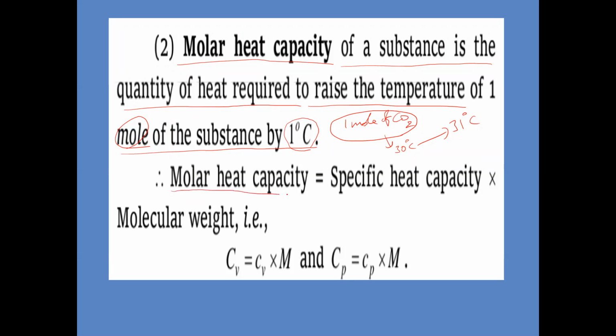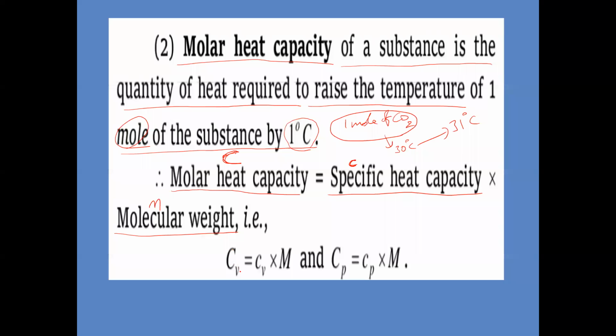Now, molar heat capacity is equal to specific heat capacity times molecular weight. This molar heat capacity is shown by capital C. Capital C at constant volume. Molar heat capacity is given by capital C, and specific heat capacity by small c. Small c indicates specific heat capacity, capital C indicates molar heat capacity. Keep that point in mind. And here M is the molecular weight; capital M is the gram molecular weight.